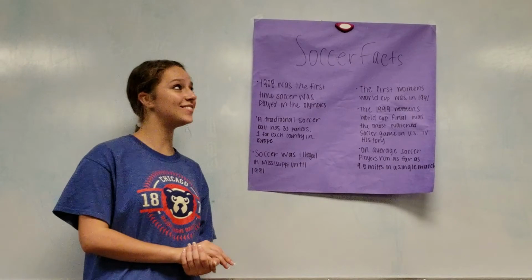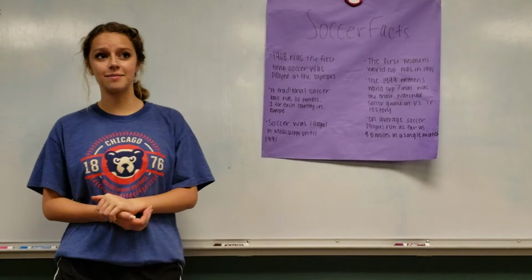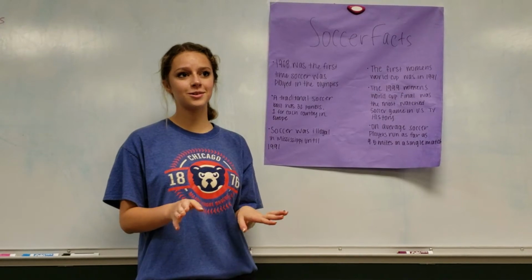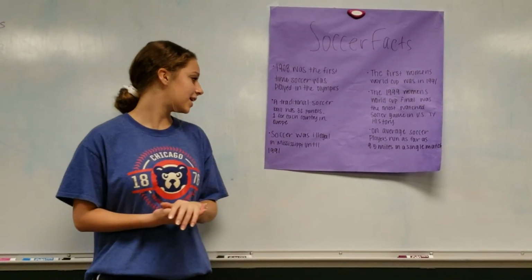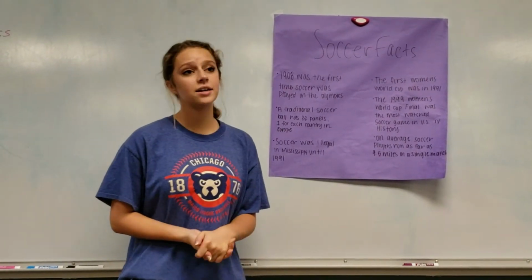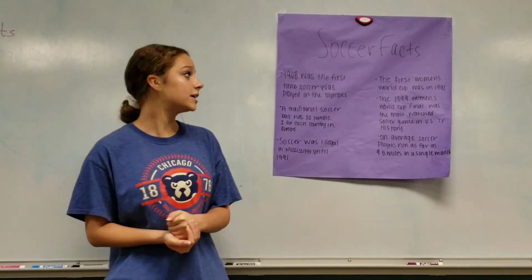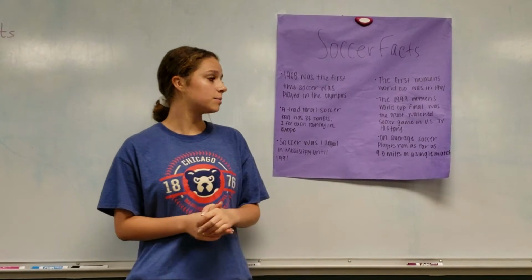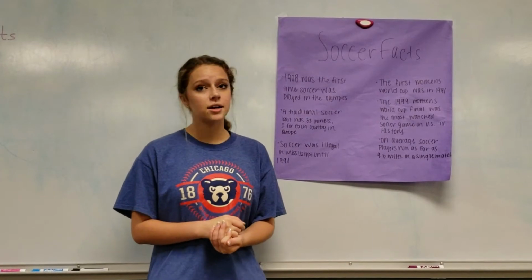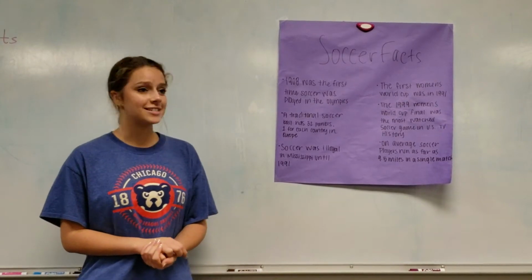Hi class, today I will be saying some soccer facts. So in 1908, that was the first soccer game that was ever played in the Olympics. And a traditional soccer ball has about 32 panels, one for each country in Europe. And soccer was actually illegal in Mississippi until 1991. And also in 1991, that was the first Women's World Cup that was ever played. And in 1999, the Women's World Cup Finals was the most watched soccer game in the US. And also, on average, a soccer player runs as far as 9.5 miles in a single game.